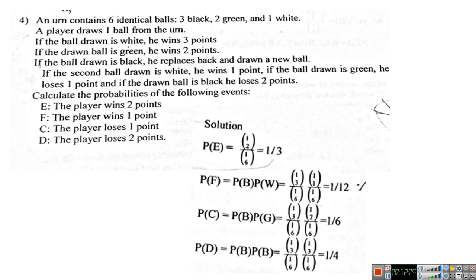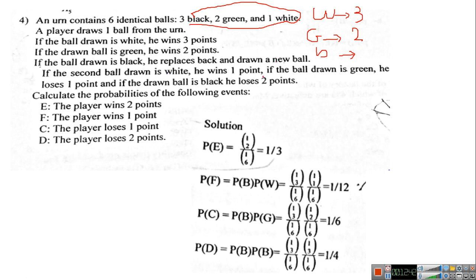An urn contains 6 identical balls, 3 black, 2 green, and 1 white. Here is the given: a player draws 1 ball from the urn. If the ball drawn is white, he wins 3 points. If the drawn ball is green, he wins 2 points. If the ball drawn is black, he puts it back, so I have the same combination, and he draws another one.